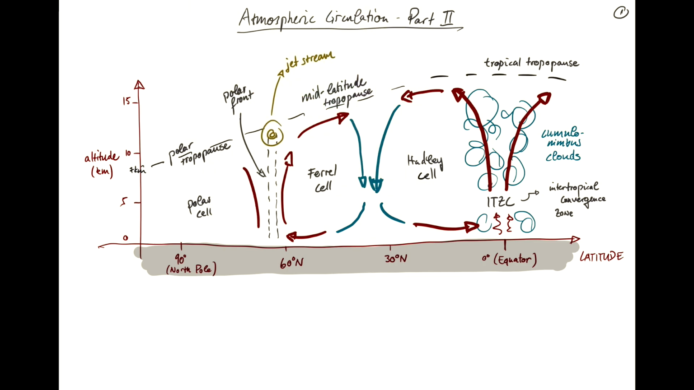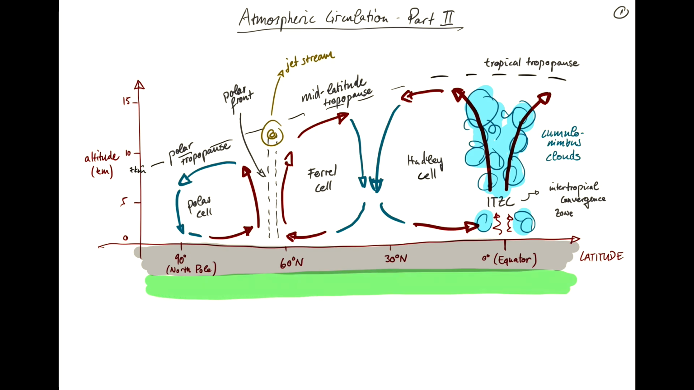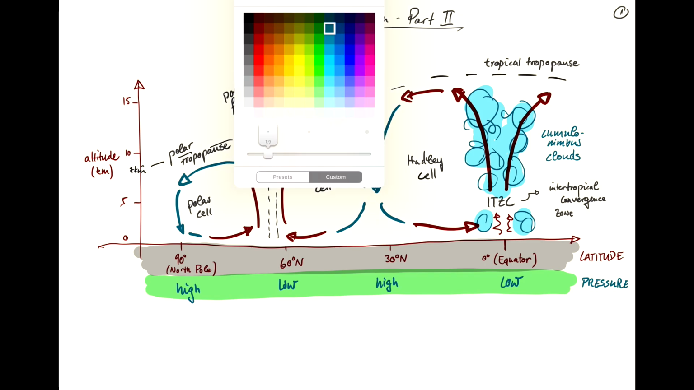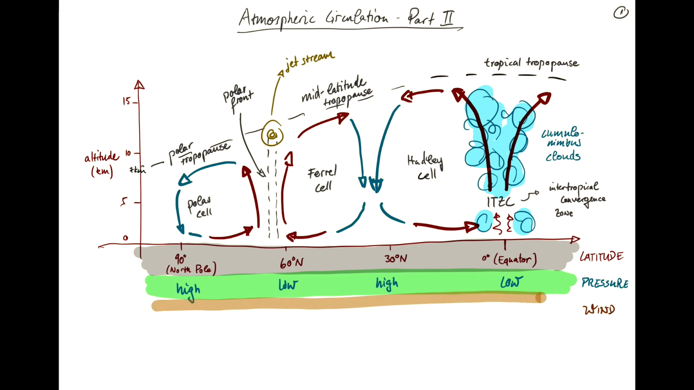Again, warm air rising and cool air dropping. So when we look at the full picture, we will need to consider the pressure at these different latitudes. And wherever you have rising air, you will get low pressure, and then you have high pressure where the air descends. And that will determine in what direction your wind blows.